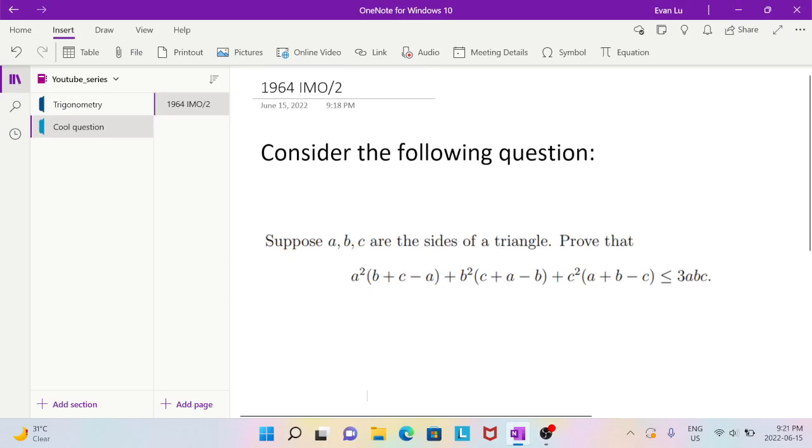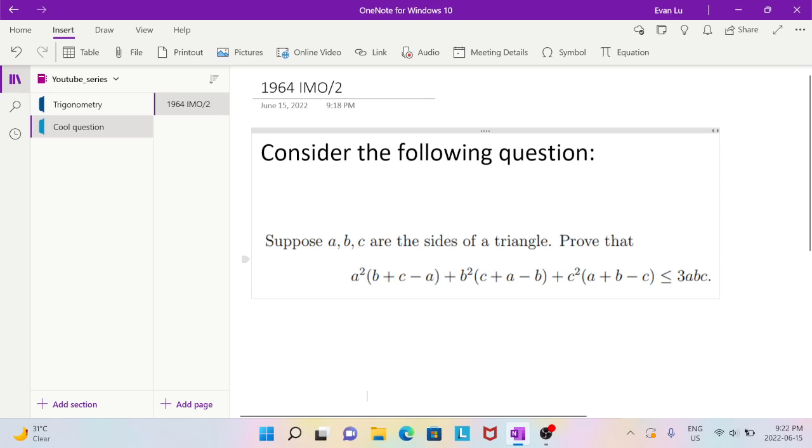Okay, so let's consider the following question. Suppose A, B, C are the sides of a triangle. Prove that A squared times (B plus C minus A) plus B squared times (C plus A minus B) plus C squared times (A plus B minus C) is less than or equal to 3 times ABC. Now, this question showed up in 1964, which was the 6th IMO, and it was problem number 2. So it was a medium difficulty question.